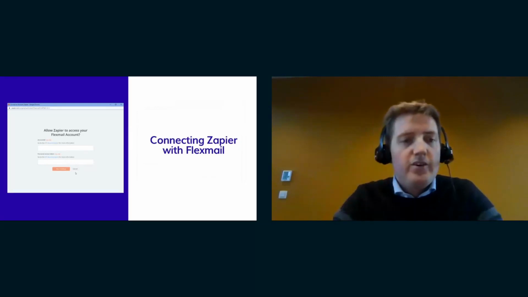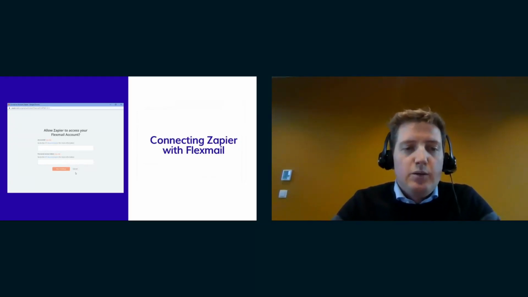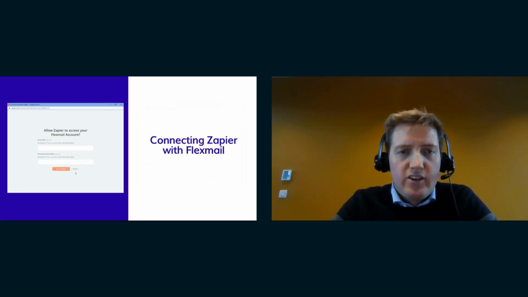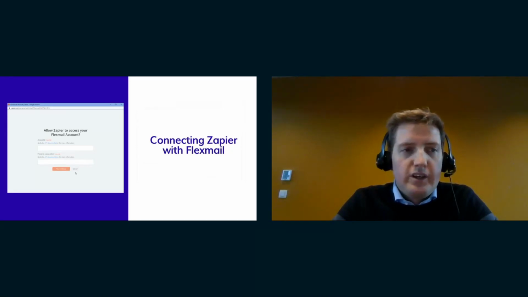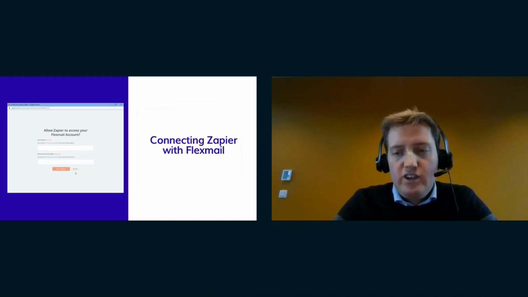Next, in Zapier, you can now easily add your account ID and personal access token to make the connection with Flexmail. It's important that the account ID is in a format without the letter and the dash and the leading zeros. So only start by using the first non-zero number of your account ID.